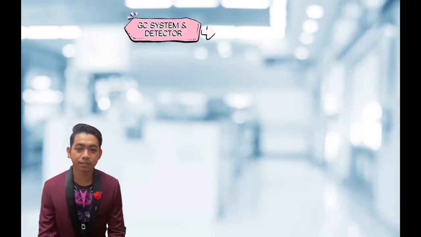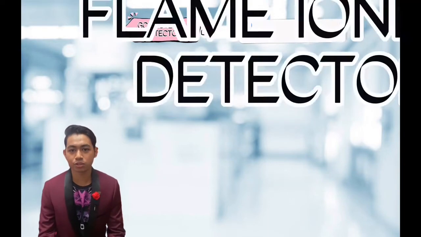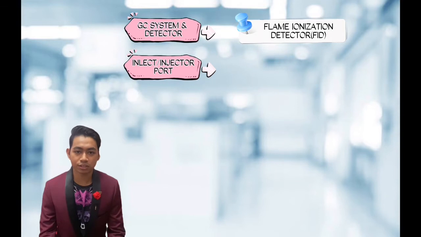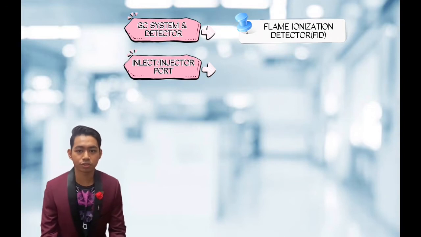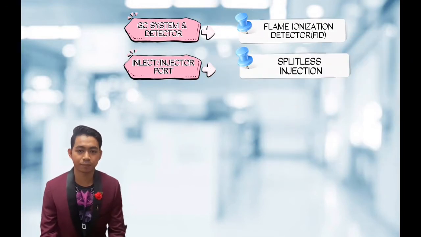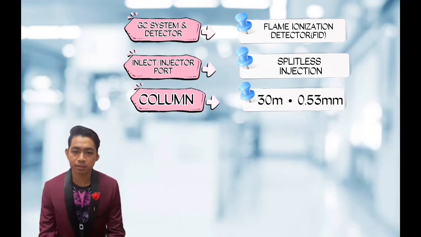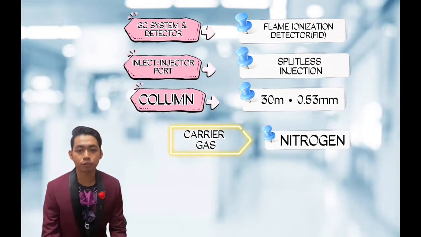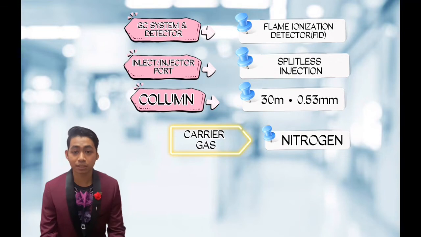Besides that, the gas chromatography system and the type of detector used in this experiment was a flame ionization detector (FID). Other than that, the type of inlet or injector port used in this process was splitless injection. The size of the column was 30 meters times 0.53 mm. Furthermore, nitrogen at a flow rate of 2 ml per minute was used as the carrier gas.